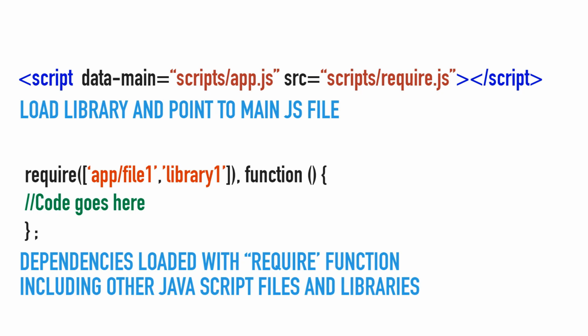Here is an example of what would be happening in that app.js file. We will use the require keyword to load the relevant dependencies that are needed for the project, and then we'll be executing our code within that function. So all this is doing is we're loading our Require.js library, we're then loading our app.js file in that main script tag, and then within app.js we use the require function to load our dependencies before we execute our code. That is a very simple architecture of a Require.js project.